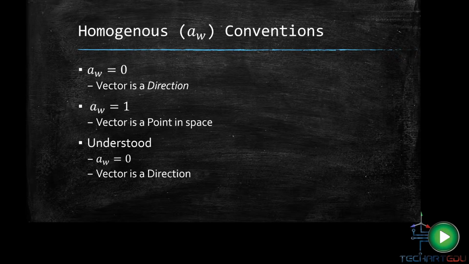Without going too deep into the linear algebra, let me just tell you that when you're dealing with homogeneous coordinates, a w value of 0 means that the vector is a direction. If the value is 1, you're dealing with a point in space. This actually becomes very important when we get to transformations. If it's only a 3-dimensional vector, x, y, z, and the w value is not present, it's understood to have a value of 0.